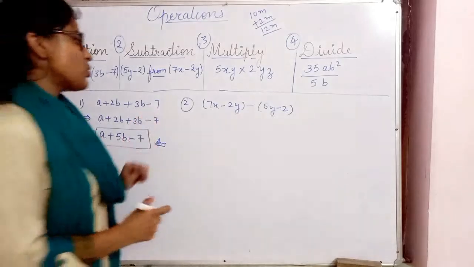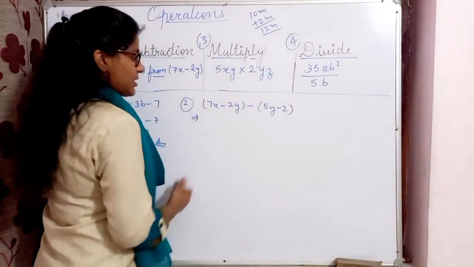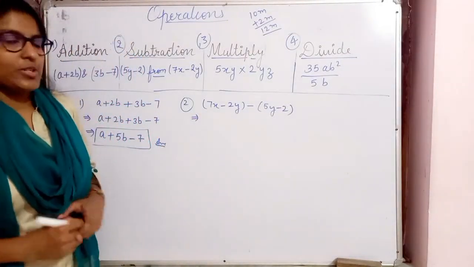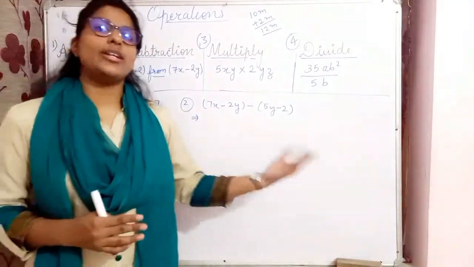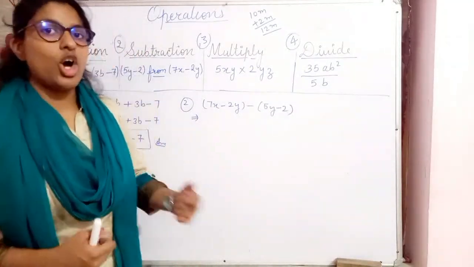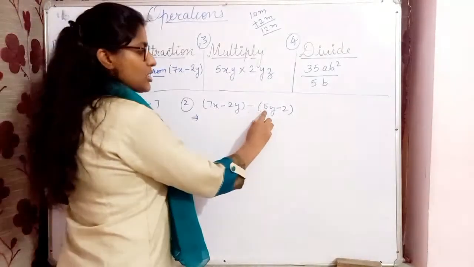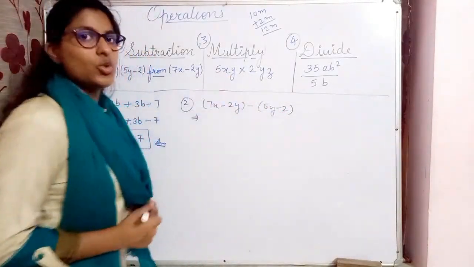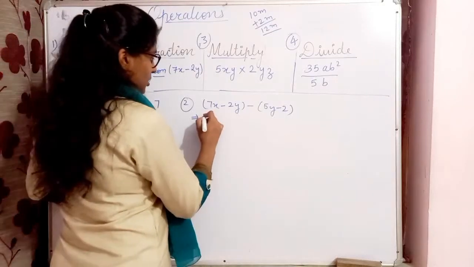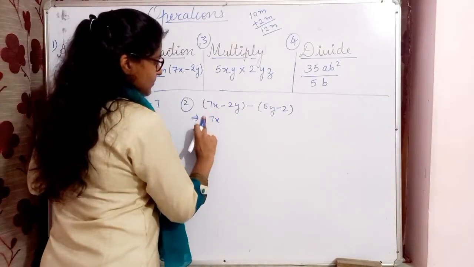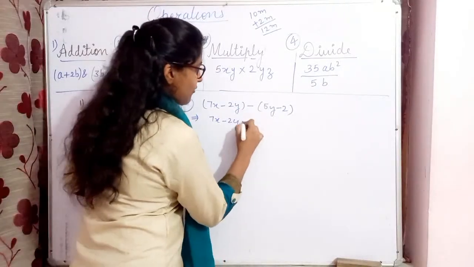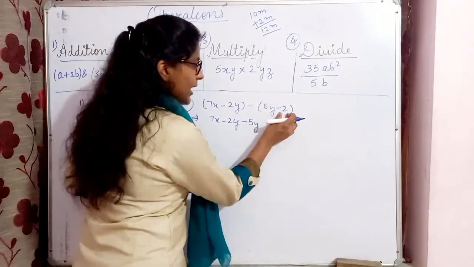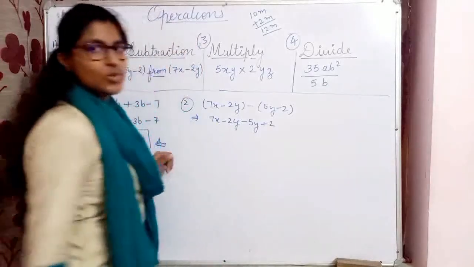Arrange it. Now, step number 2 is open the brackets. Whenever in integer chapter, I explain you, if you are having minus sign before the bracket, internal all term sign will be changed. So, positive convert into negative, negative convert into positive. Okay, 7x minus 2y as it is. Minus sign is here, so positive 5y is converted into negative 5y and negative 2 is converted into positive 2.